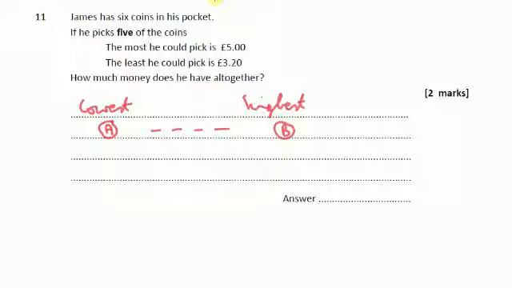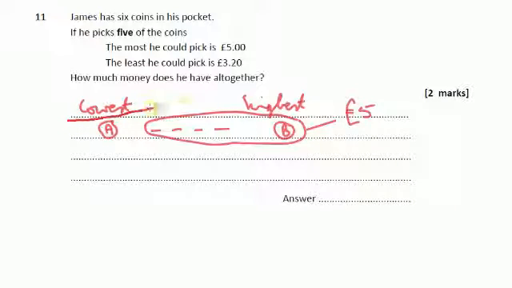So I can leave out the lowest one, and I can say that those 5 without the lowest A comes to £5. Then the other sentence says that the least he could pick is £3.20, which is when he leaves out the high value coin B. So that group, the lowest 5, adds up to £3.20.